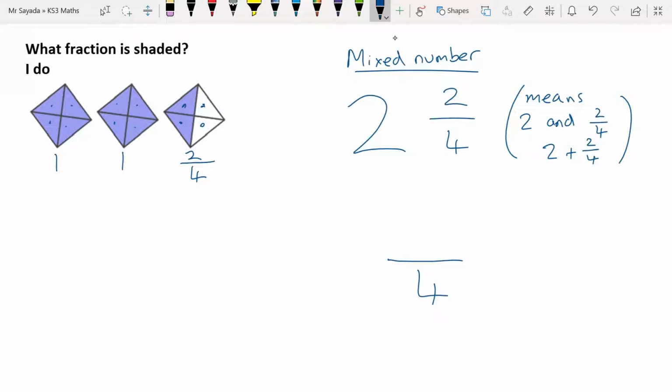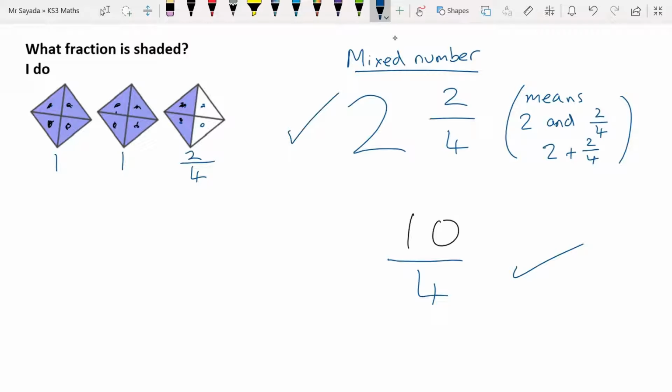How many of those quarters are there altogether? How many of those parts are there altogether? 1, 2, 3, 4, 5, 6, 7, 8, 9, 10. There are 10 altogether. 10 quarters, or 10 over 4. That is also the correct answer.